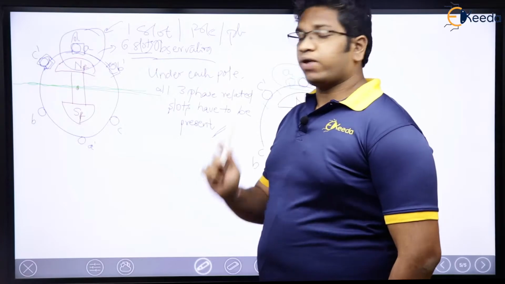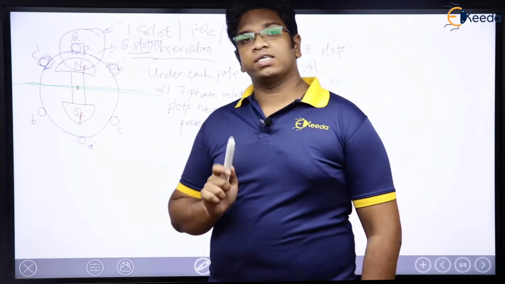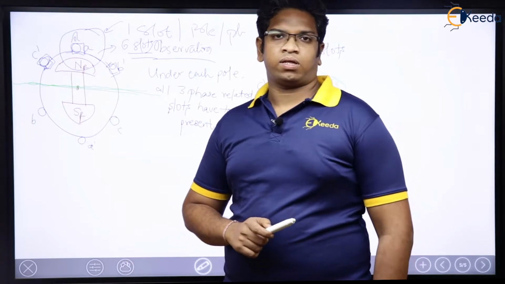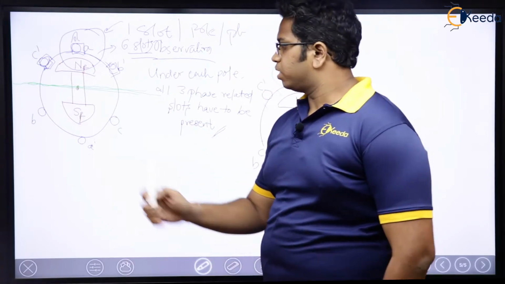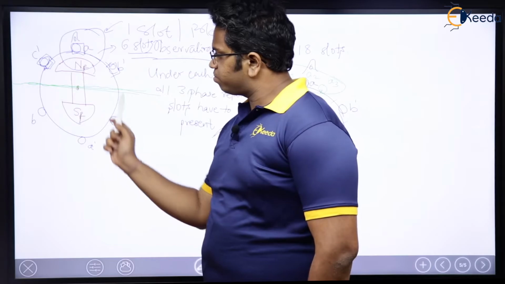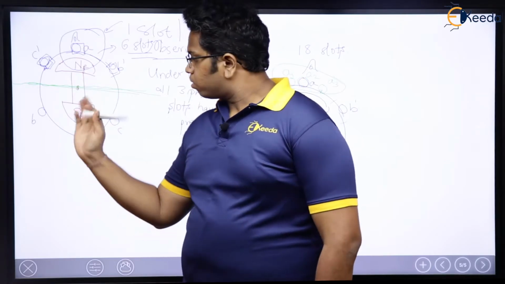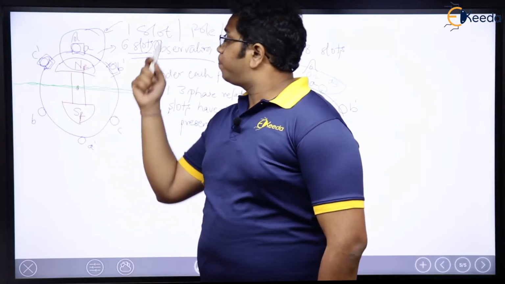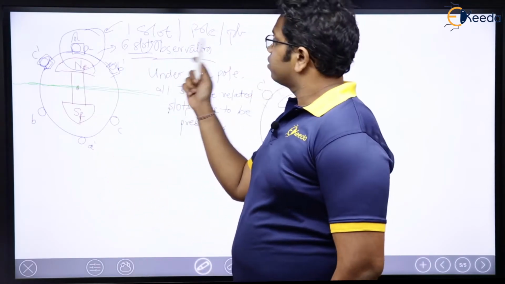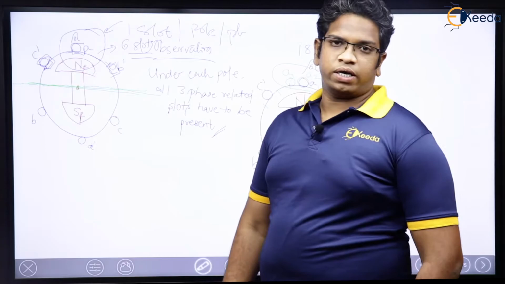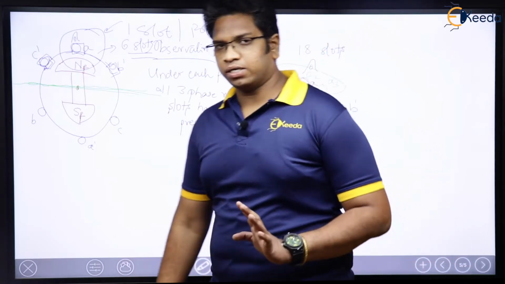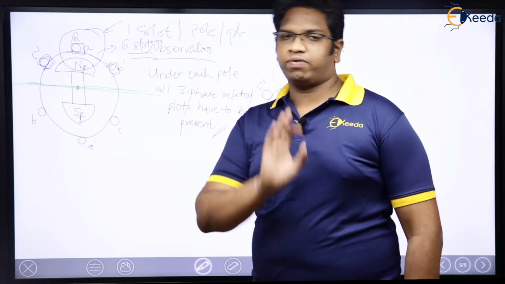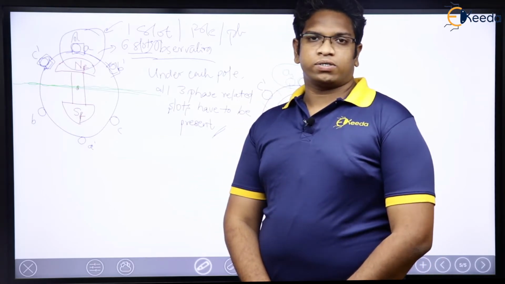Now if I try to find what are the slots dedicated for one phase, how much will be there? Very simple. Total number of slots per pole, if you see, half is going to come. Per phase, if you see, one slot you get, right? See here, again, one rule was what? Under each and every pole there has to be 3 phase related slots, right?